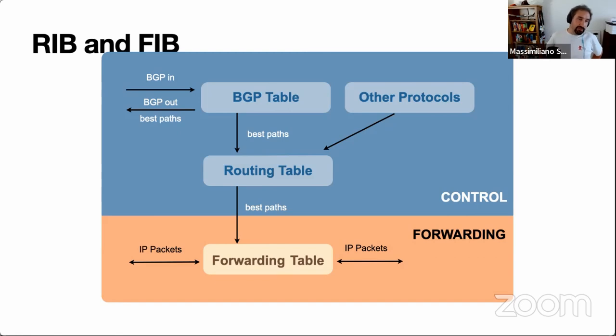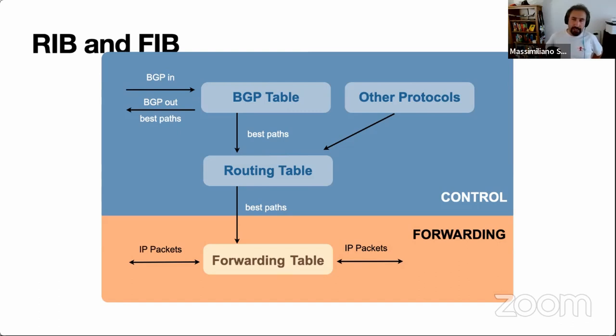What is important here is to know that, as Tom was mentioning, you have the BGP table and the BGP decision process, and we'll see that in a moment. But this creates best paths, which then get merged into the routing table together with what are called the other routing protocols. And then from the routing table, you decide the best paths.